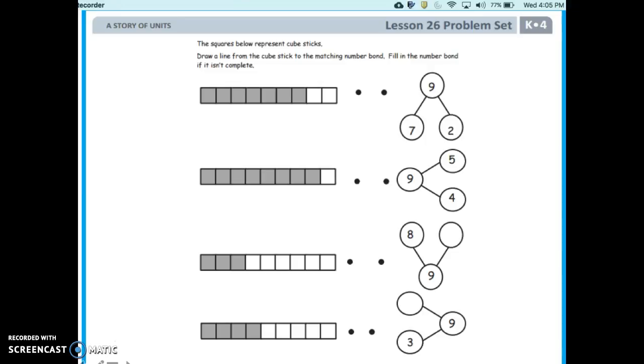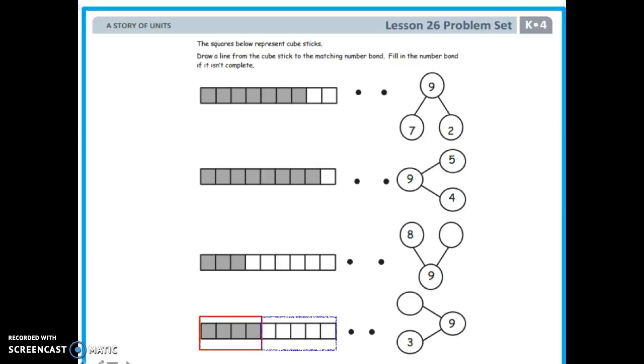I actually want you to come down to the bottom down here, and we're going to be counting those gray cubes, so if you could please count those gray cubes for me down there. And now count the white cubes. So you should have 4 gray cubes and 5 white cubes.